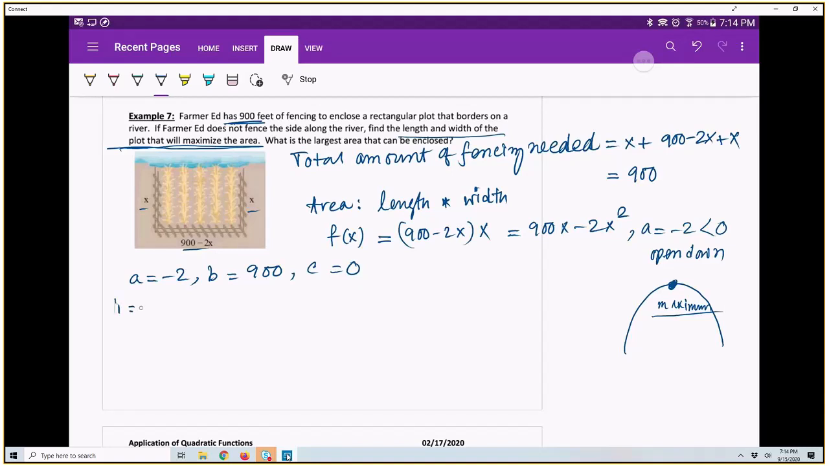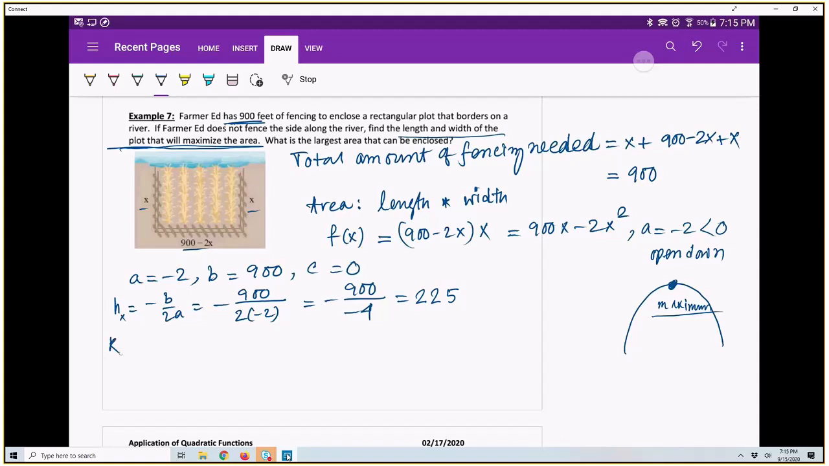So h is going to be minus b over 2a, which is minus 900 over 2 times negative 2, which is minus 900 over minus 4. Minus minus cancels. 4 goes 2 times in 9, you get 10. It goes 2 times in 10, you get 20. So that's 225. Now remember, this is the x coordinate.